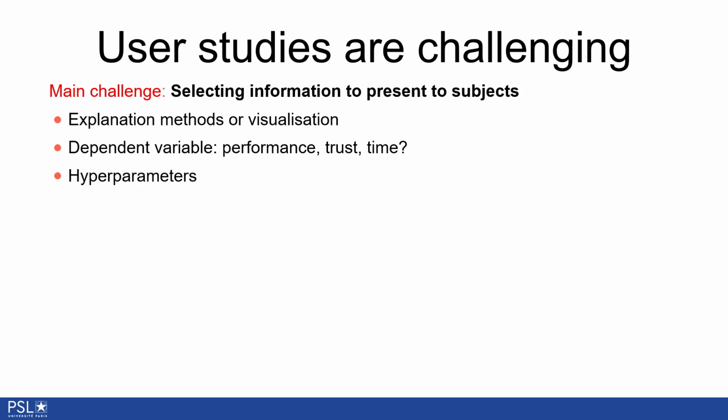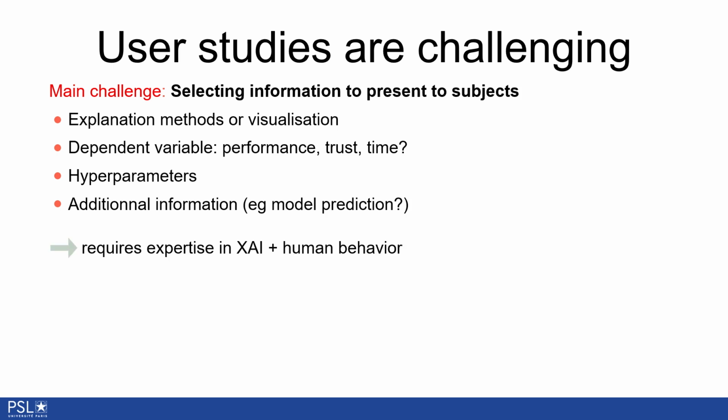Then there's the technical challenge of how to select hyperparameters used in the explanation methods. And finally, there's the question of which additional information to show to the subjects. For example, whether they should be shown or not the predictions of the black box model. The overall difficulty is that making good design choices requires a combination of expertise in explainable AI and human behavior.